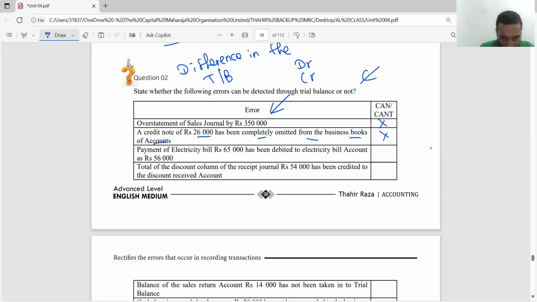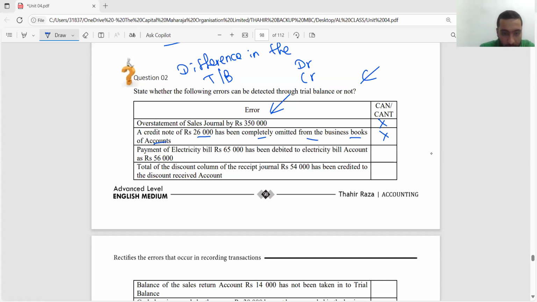Payment of electricity bill 65,000 debited to electricity bill account as 56,000. Will it make a difference in the trial balance? Can you detect it? It has been debited to electricity bill account as 56,000 but you have paid cash of 65,000. So there will be a difference on only one side. If there is a lower amount on one side, the trial balance will show you a difference. This is a very easy one.